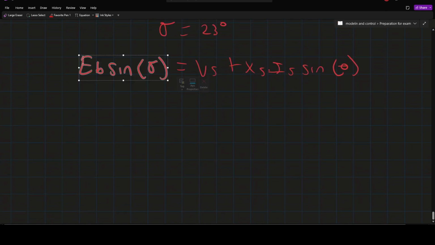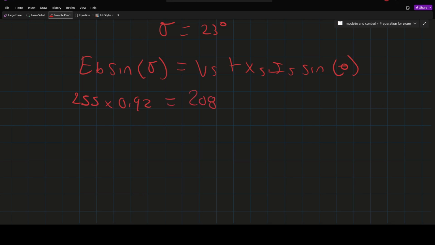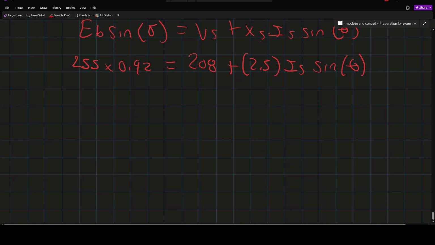And since we have these values, we can say that 253 times 0.92 is equal to this voltage plus this impedance, and we don't know these two. So now we can solve for IS sine of theta. Now I'm using IS and I phase interchangeably just because we use IS to figure out the formulas, but this is the current in the phase.